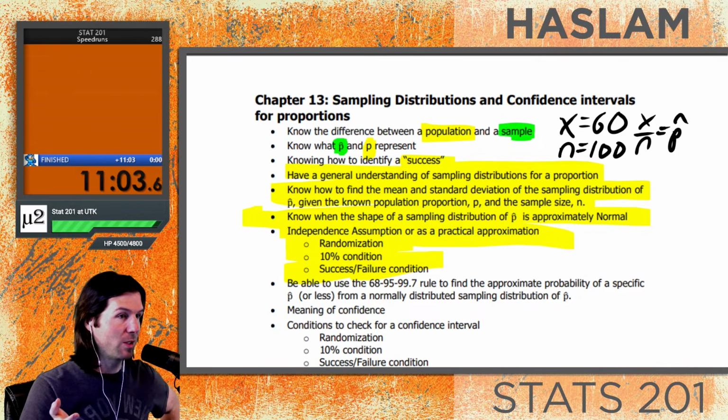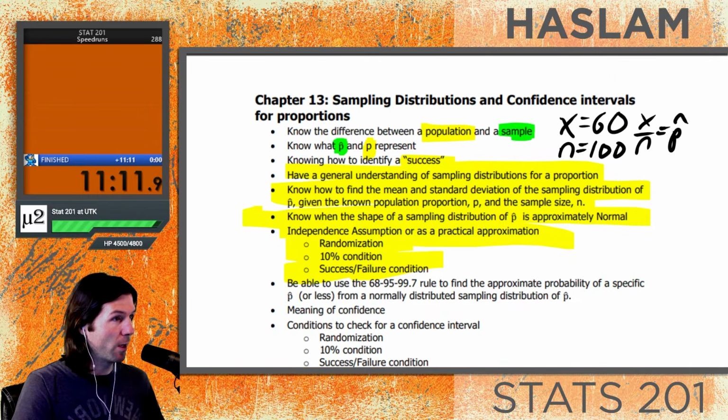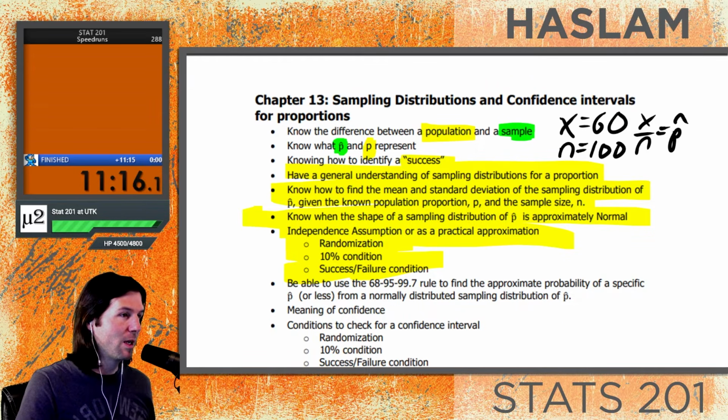So I need to make sure the question says something like, I randomly talk to UT students, and then we've met the randomization condition. Of course, random is a little more complicated than that, but usually we try to make it very clear that we randomly selected the students. And if we don't make that clear, make sure to mark that. So we need to randomly select the observations.